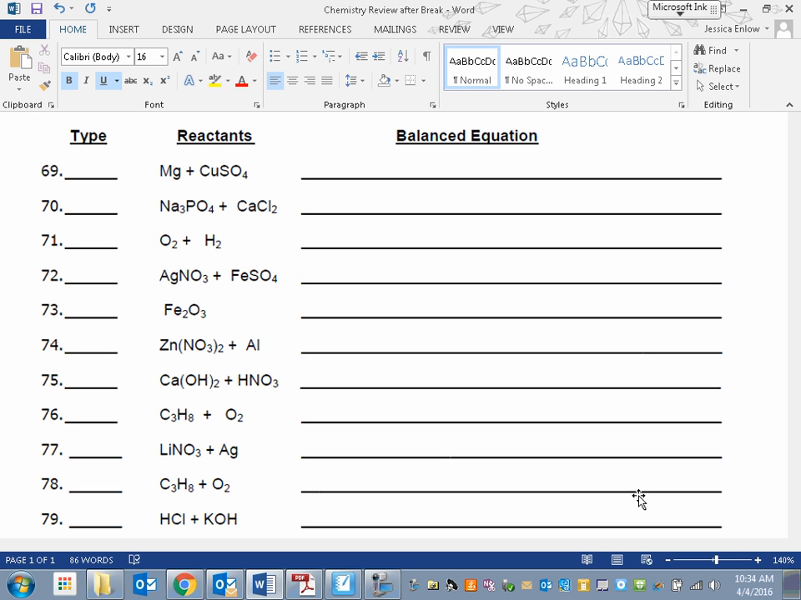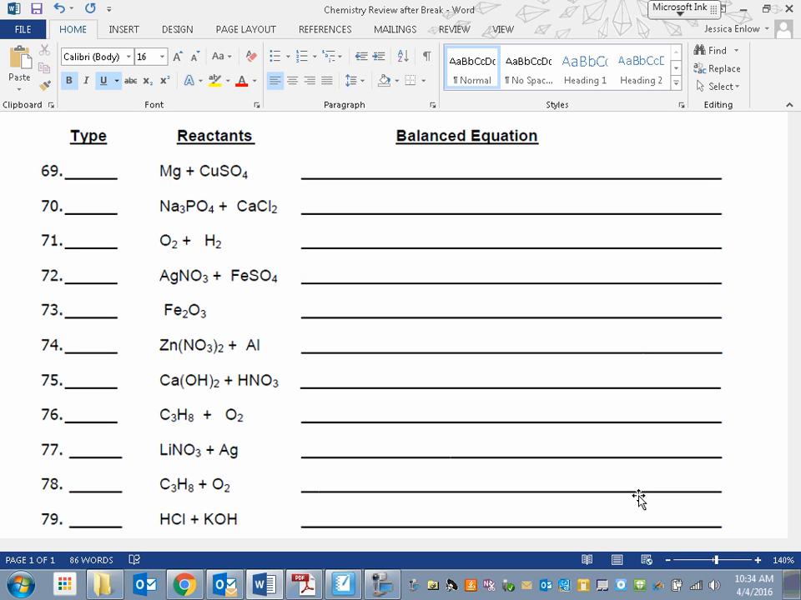All right, you can keep working, but I want to make sure we're good with the types, and then you have to predict the products. Matt, what kind of reaction is the first one right here? Single replacement. Is magnesium more active? Yes, copper's really low. So magnesium will replace that, and go on.